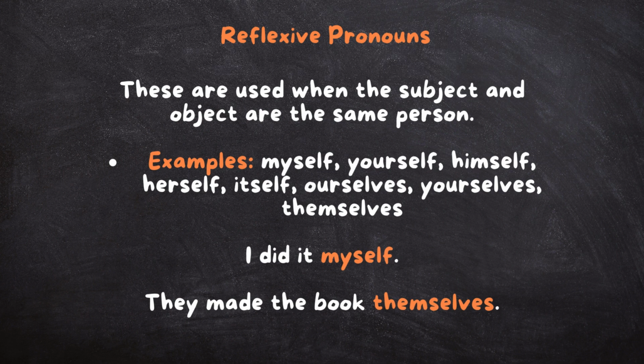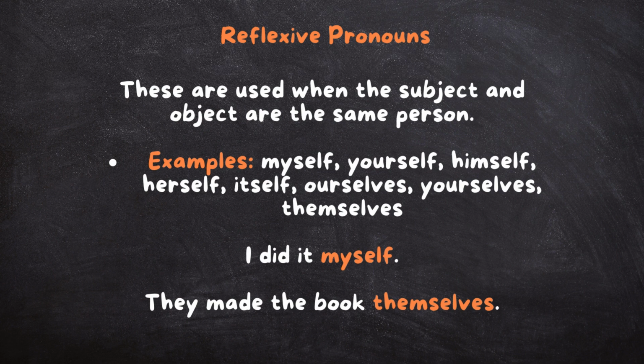In sentences we have I did it myself. They made the book themselves. We know in these examples that the subject is I, and the object is also me, because what I am talking about is what I did, to myself. So this sentence is all about me. I am both the subject and the object. So to use a pronoun for me, we use a reflexive pronoun.